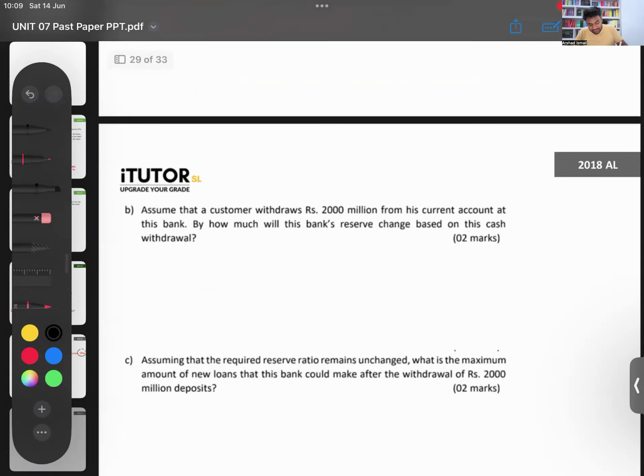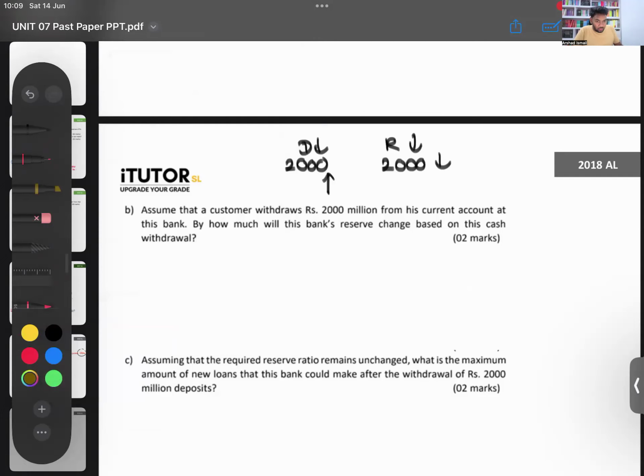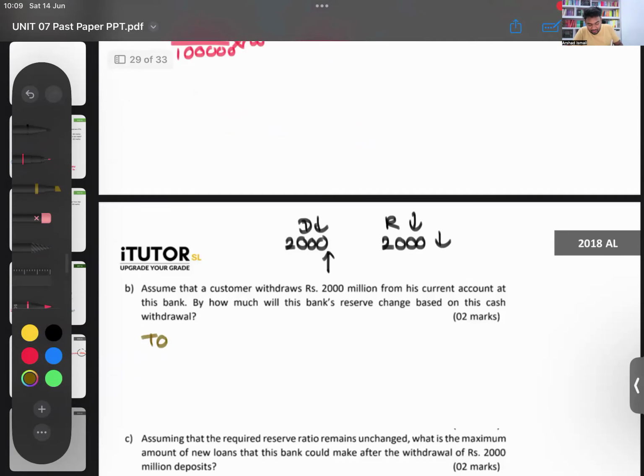If a customer withdraws 2,000, deposits will come down by 2,000. Your reserves will come down by 2,000. Okay. Now, how much is your total reserves? Before, you had 15,000. Now you will have 13,000.